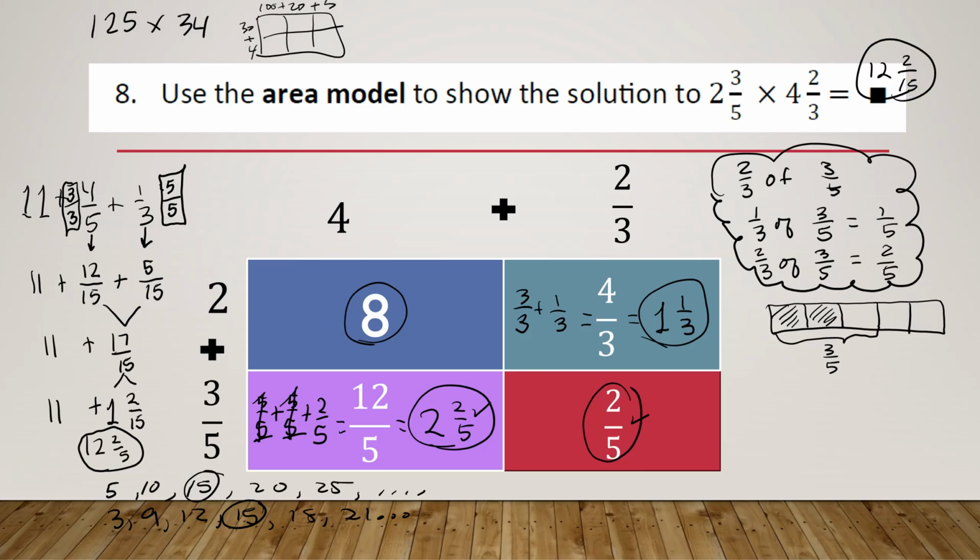It's just a little bit more complicated, a little bit more work with mixed numbers, but the concept is there. Use the area model, figure out the answer to each of the smaller sub-rectangles, and then add them together. And that is that for multiplication.